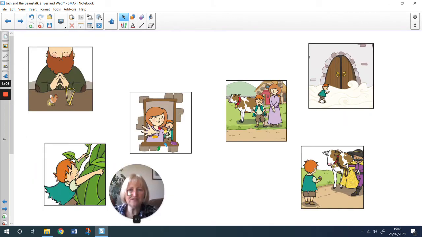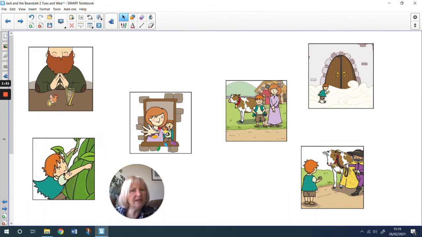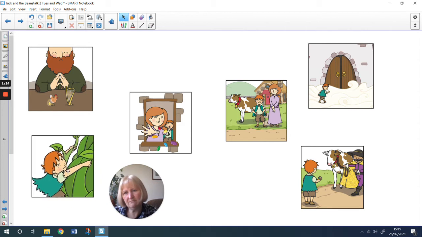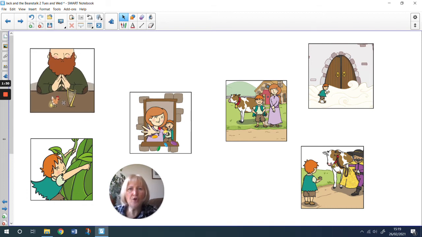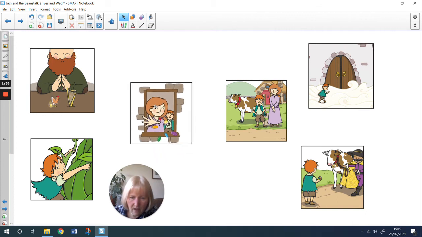Okay, here are the pictures that we're going to try and have a little think about and see if these pictures can go in an order. Now, it isn't all of the story here, it's just the first half. Did Jack climb up a beanstalk at the beginning of the story? No, not right at the beginning, did he? Do you think the giant comes right at the start? No, I don't think so. His mummy threw the beans out of the window. She did, but that wasn't first.